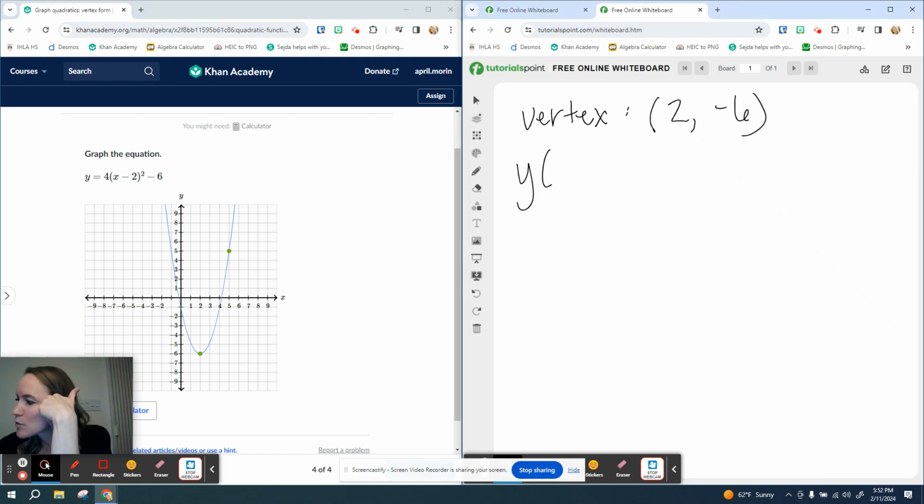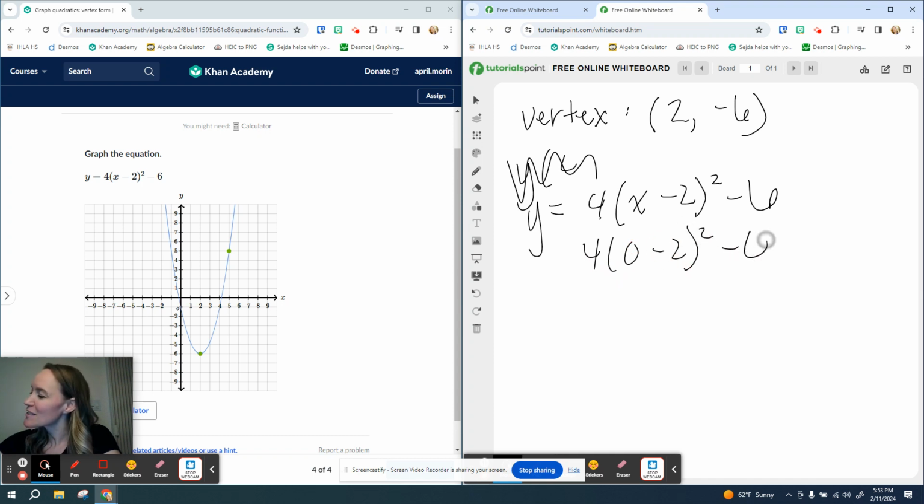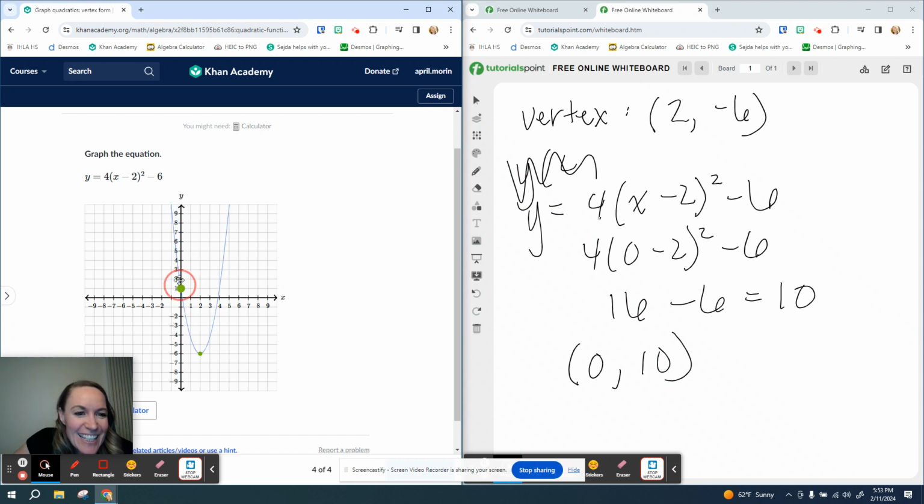So y equals 4 times (x minus 2) squared minus 6. I'm going to plug in 0. 0 minus 2 squared minus 6. 0 minus 2 is -2. -2 squared is +4. 4 times 4 is 16 minus 6 equals 10. So my point here is 0, 10. Oh, that barely made it. Barely. 0, 10 is, it's not going to work.